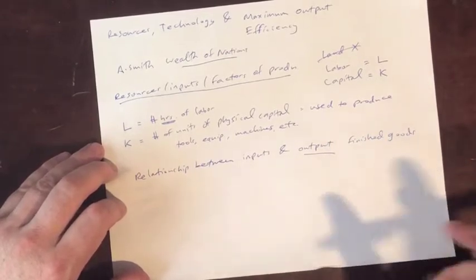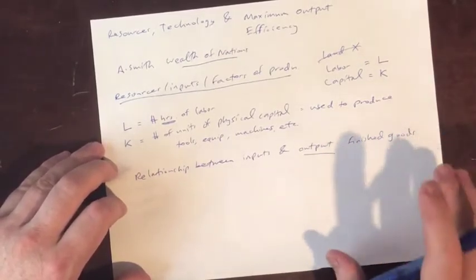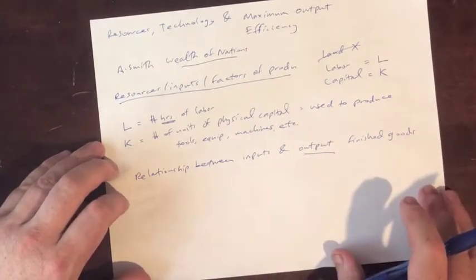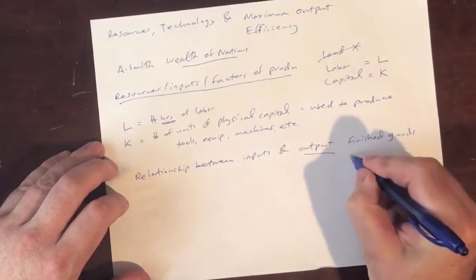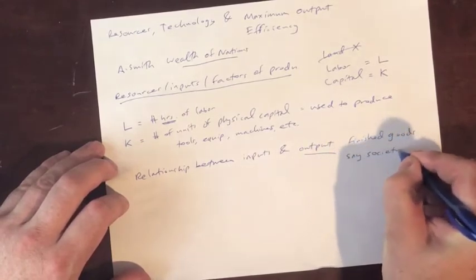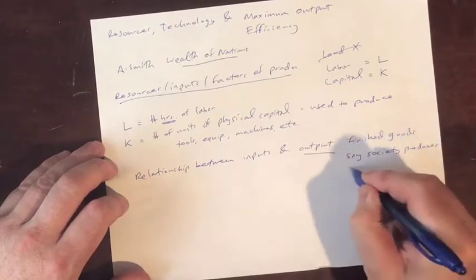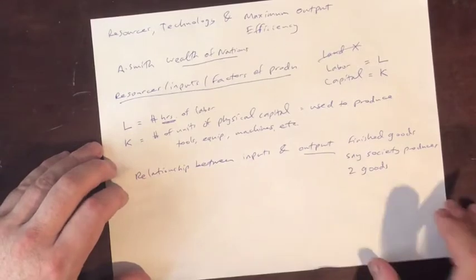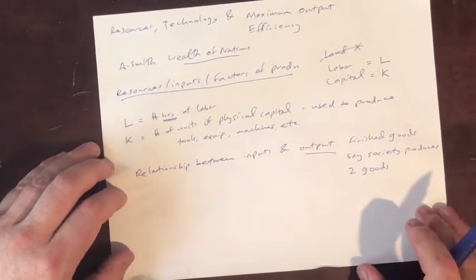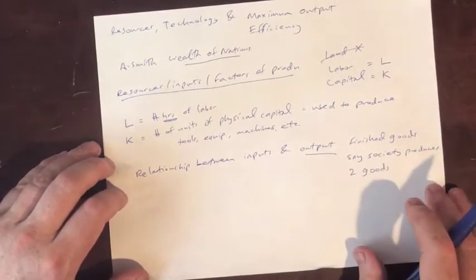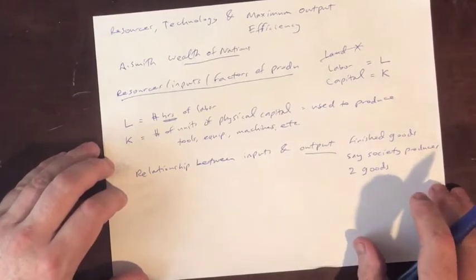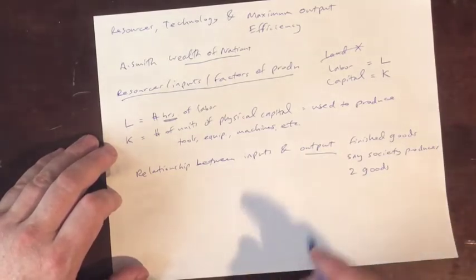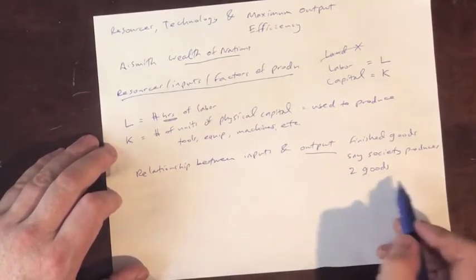All right, finished goods. So let's imagine a society, let's simplify things. Imagine that society produces two kinds of goods. Now I know this is pretty unrealistic, pretty stylized. We do this just to make it easier for ourselves. The analysis doesn't really require it. It's just a simplification. Okay, so two goods.